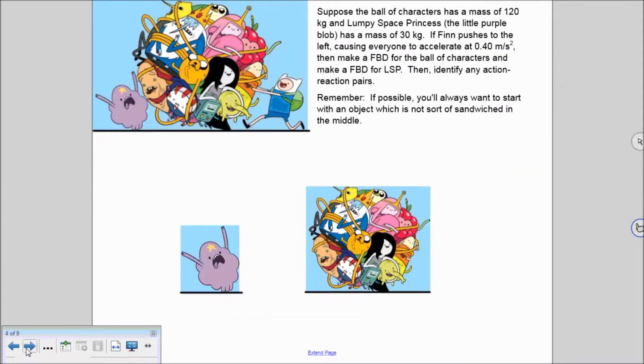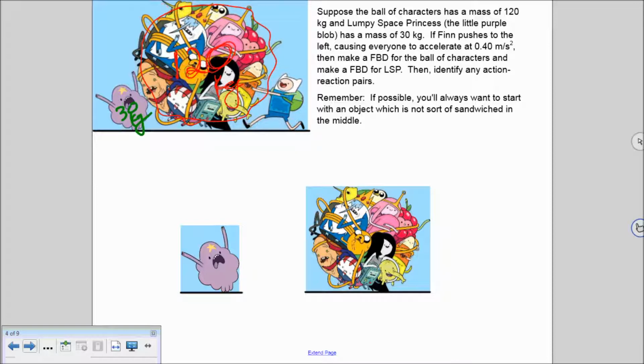All right, this time we've got a lot going on here. It says suppose a ball of characters, so that's this big ball of characters here, has a mass of 120 kilograms. Over here we've got Lumpy Space Princess, LSP for short, who has a mass of 30 kilograms. Finn is pushing to the left, causing everyone to accelerate at 0.4 meters per second squared.